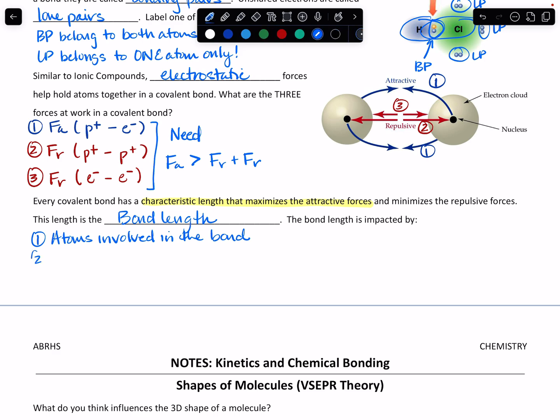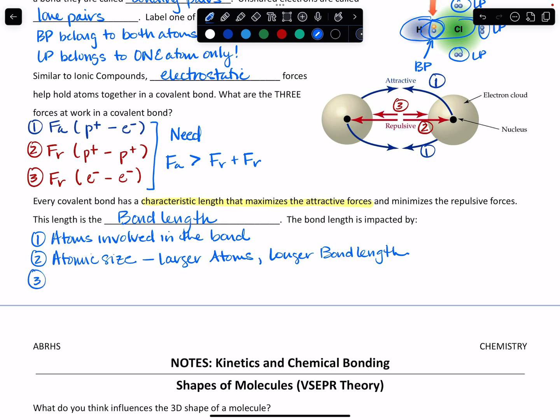All right. Second, the atomic size of those atoms. Some of the atoms near the top of the table are pretty small, but as you move down the table towards the bottom, they get larger. Just by definition, if you have a larger atom, that means the bond length is going to be larger. If you have smaller atoms, the bond length will be smaller. All right. So that's going to impact that bond length. So larger atoms, longer bond length.